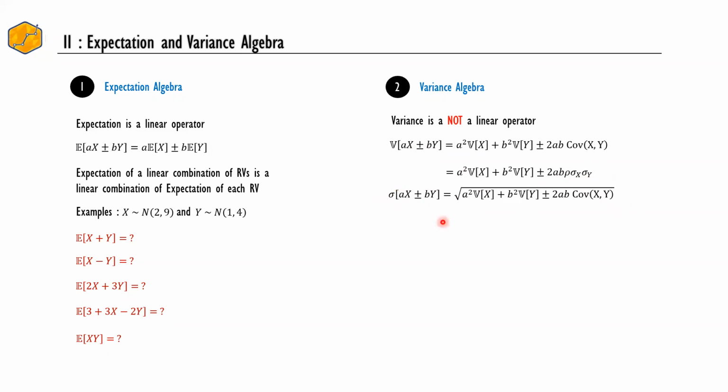Let's do some quick examples. Same example, same two random variables. X is normal, Y is normal. And let's assume there is no correlation. That means rho is zero.